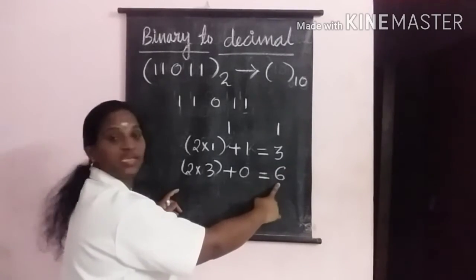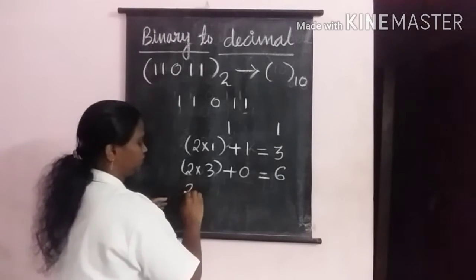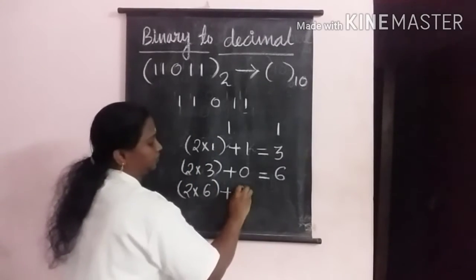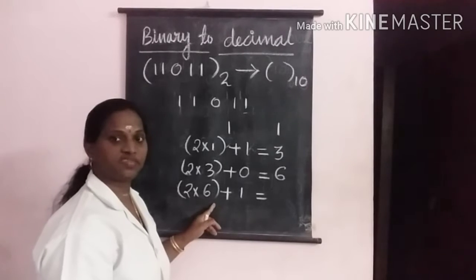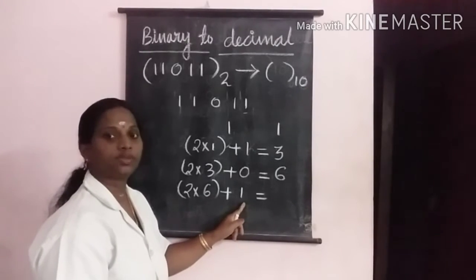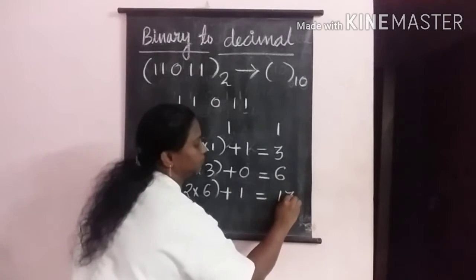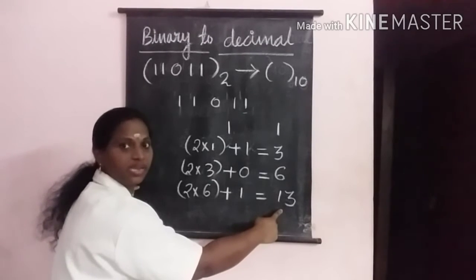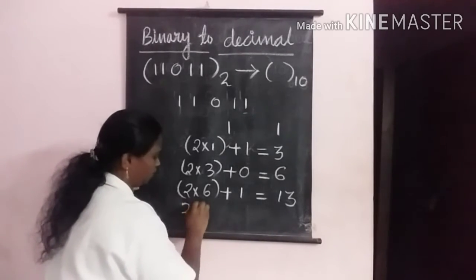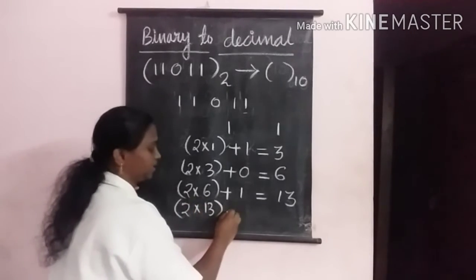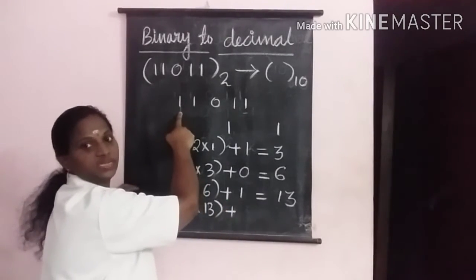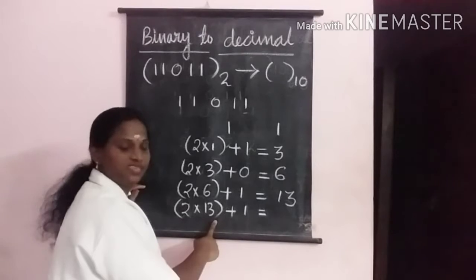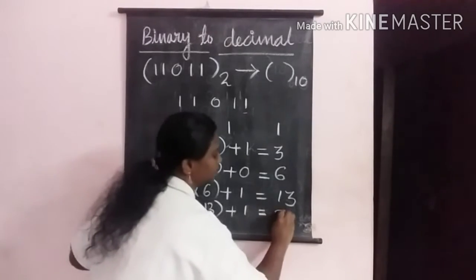Okay, then multiply this 6 by 2. That is 2 into 6 plus next digit 1. That is equal to 2 into 6, 12. 12 plus 1, 13. Okay. Then our next step, multiply this 13 by 2. So, 2 into 13 plus next digit 1. 2 into 13, 26. 26 plus 1, 27.